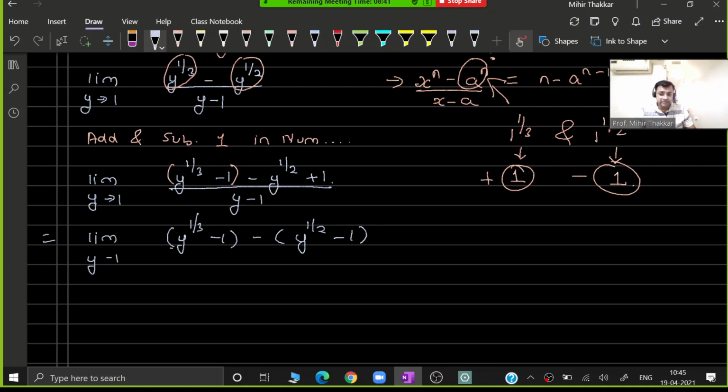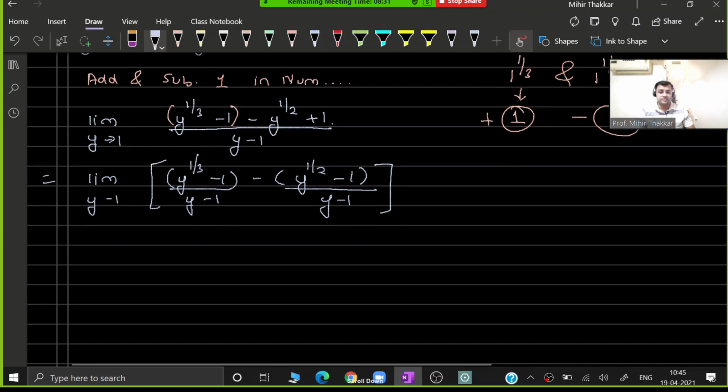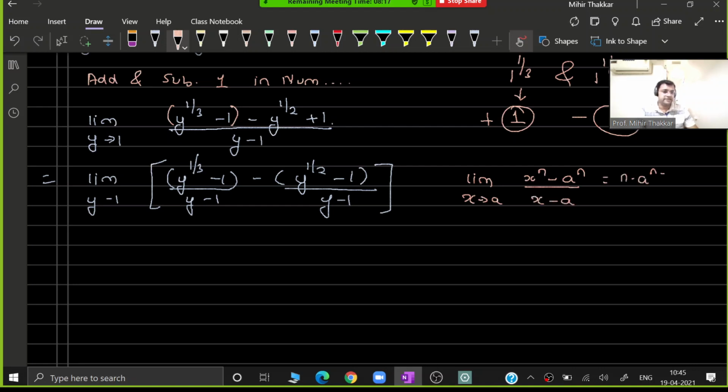And just separate the denominator for both of them by writing it as y minus 1. So it's completely adjusted as per our choice, as per whatever we require. So now, once again, as we always do, I will write my formula. Limit as x tends to a, x raised to n minus a raised to n upon x minus a, and the answer is n into a to the power n minus 1.